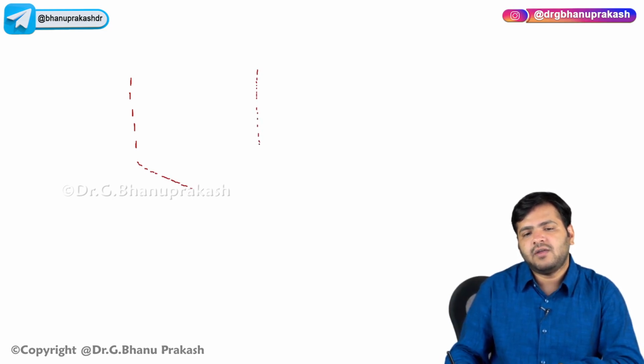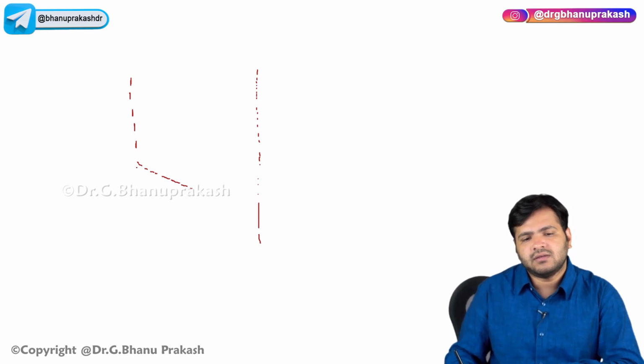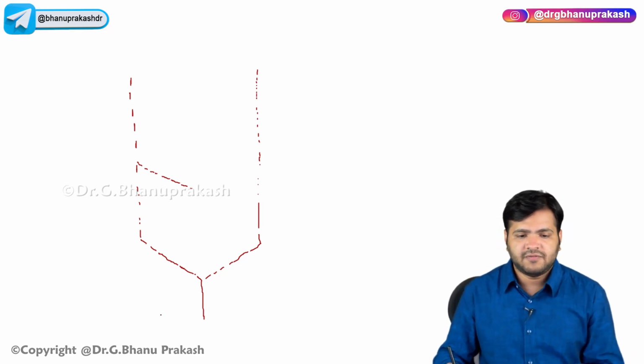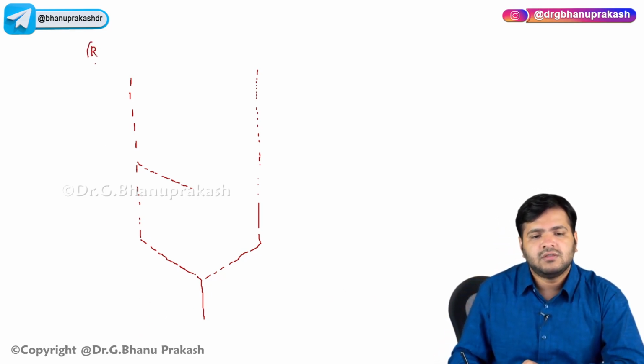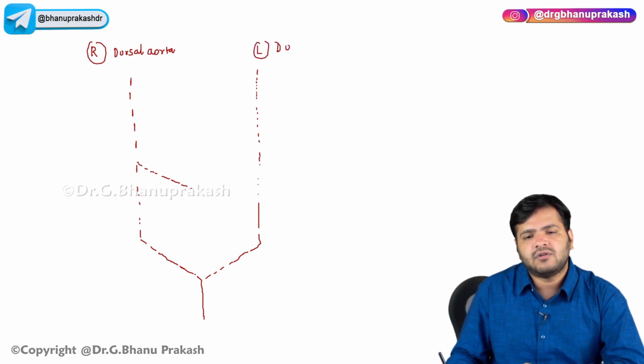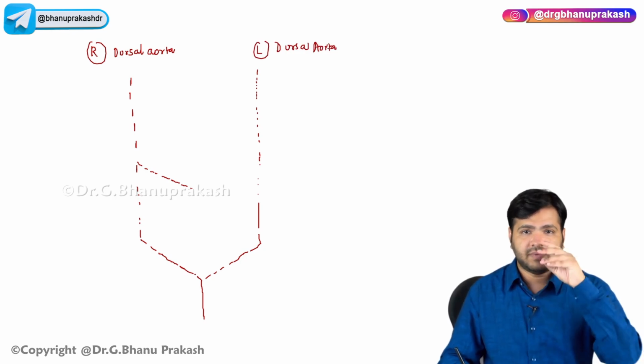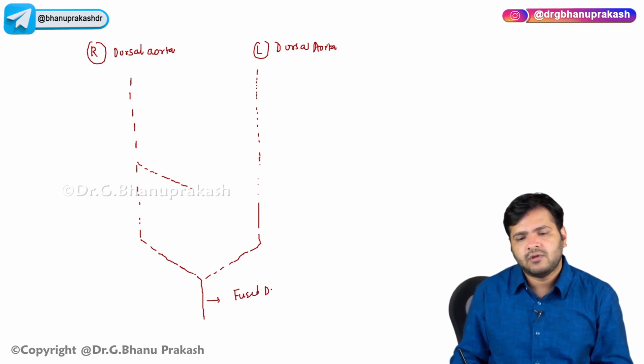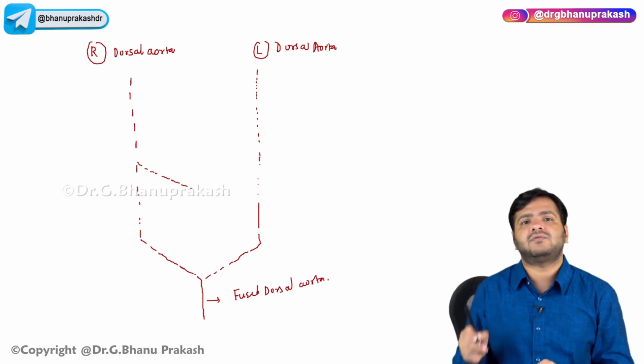We already know we have this right dorsal aorta, and yes, we have this left dorsal aorta, right? So let us just draw this first, the right and the left dorsal aorta. They both are meeting with each other and fusing. This is the right dorsal aorta and this is the left dorsal aorta. Now these two aortas are fusing with each other, and this is called the fused dorsal aorta.